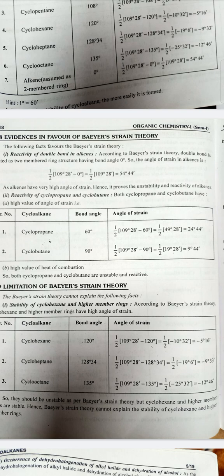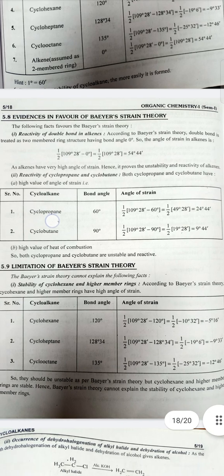Number 2. Reactivity of cyclopropane and cyclobutane. Both cyclopropane and cyclobutane have A. High value of angle of strain, B. High value of heat of combustion. So both cyclopropane and cyclobutane are unstable and reactive. Limitations of Bayer's strain theory.